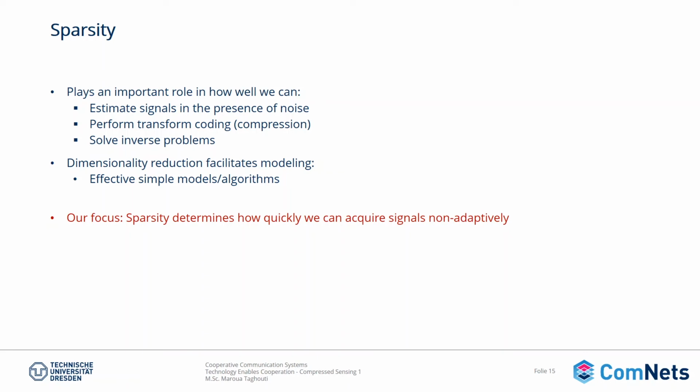It gives good features to play around. You can perform some transform coding. You can also use it for solving inverse problems like the field of geophysics, some other stuff related to maybe studying the Earth and its geology. Also, the dimensionality reduction helps to facilitate the modeling. So we can have simpler algorithms. Here, our focus is on this sparsity, how it helps to determine how quickly we can acquire signals in a non-adaptive fashion.